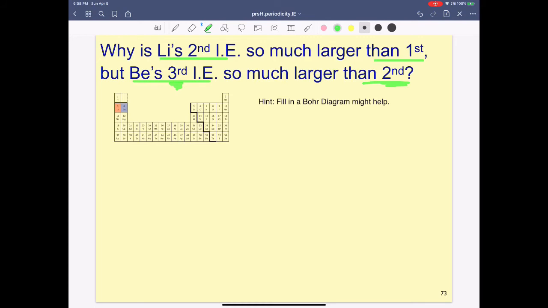Fill in a Bohr diagram for each element, here they are on the periodic table, and try to answer before we proceed.